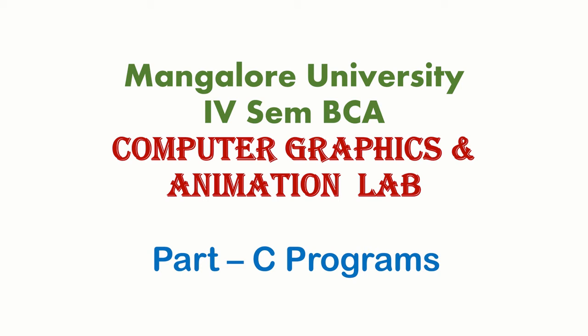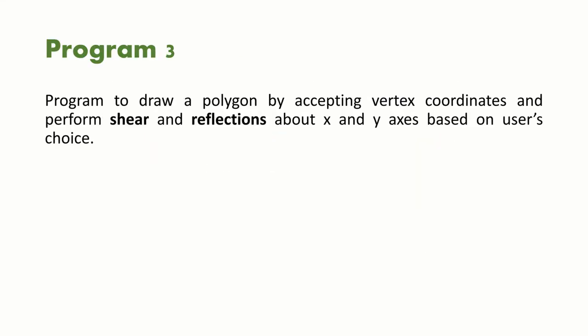Hi, in this video we will discuss Mangalore University 4th Sem BCA Computer Graphics and Animation Lab Part C Programs. Program 3: Write a program to draw a polygon by accepting vertex coordinates and perform shear and reflections about x and y axis based on user's choice.